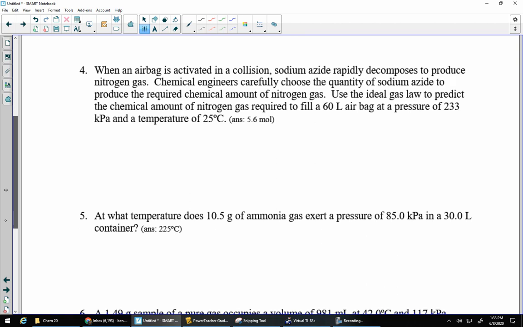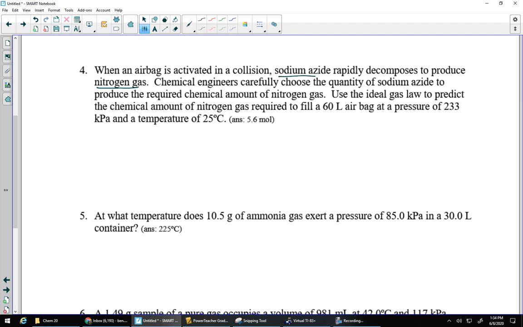And let's get into question 4, an actual example using our formula. This is a bit of a doozy. An airbag is activated in a collision, and this is actually kind of cool. Most people don't know that airbags are actually chemical reactions, the reason that they fill up so quickly. Even if it was compressed air or something like that, it wouldn't fill up quick enough. It's got to be a really, really fast chemical reaction. So anyways, airbags in your cars in a collision, sodium azide rapidly decomposes to produce nitrogen gas. Cool, I have no idea what sodium azide is, if I'm being 100% honest with you, but I know it produces nitrogen gas. Chemical engineers carefully choose the quantity of sodium azide required to produce the required chemical amount of nitrogen gas. That was a bit of a mouthful for me.